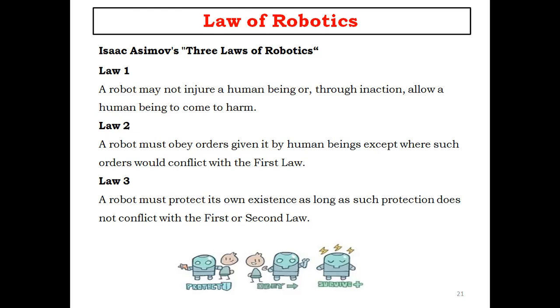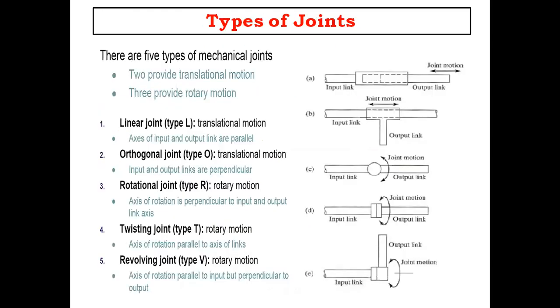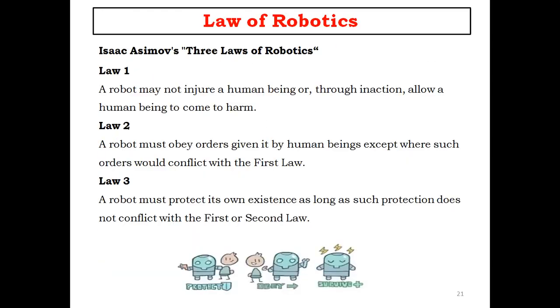When we are designing any robot, it may not injure a human being or, through inaction, allow a human being to come to harm. That is the first law: the robot may not injure a human being or, through inaction, allow a human being to come to harm.